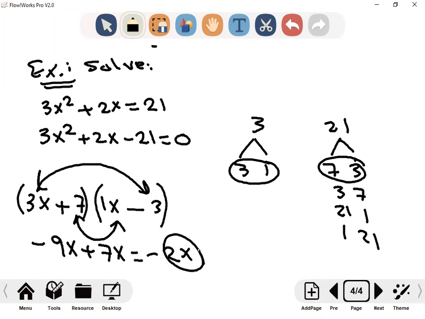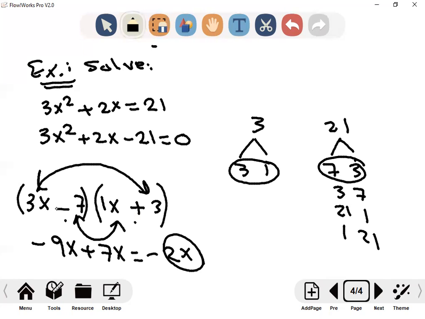It gave me negative. Don't change the number. Change what? The sign. If it doesn't give 2x, I take the 3 and 7, then 21 and 1, and go on. Okay? I will switch the sign. So this plus will be minus and this minus will be plus.